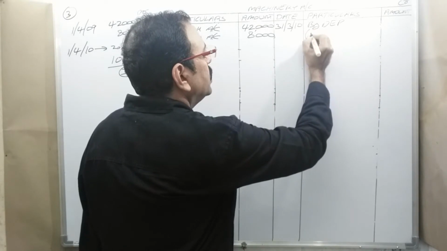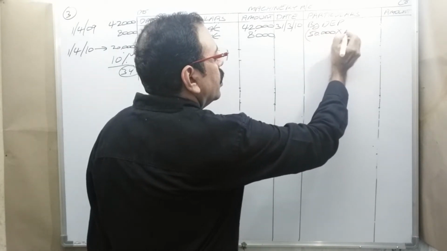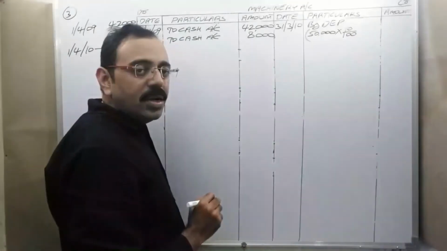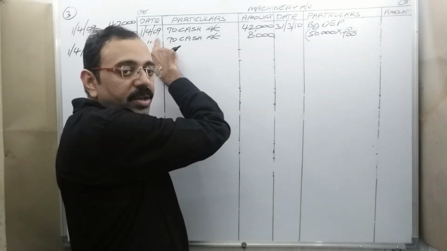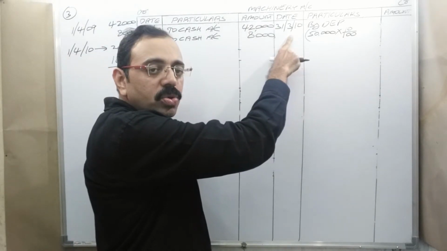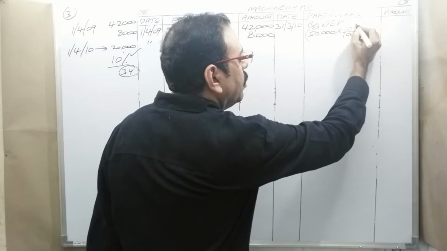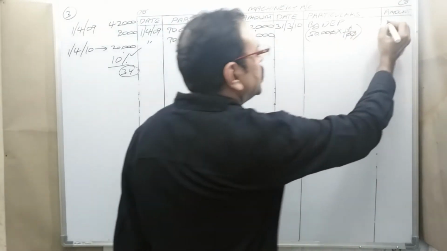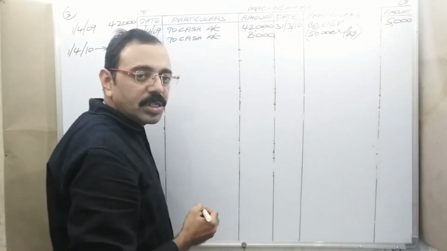Now the cost of the asset is 50,000. Rate of depreciation is 10%. And we bought this asset on 1st April 2009, so from that day to 31st March 2010, the full year we used it. So no need to write any months. For a full year we are calculating the depreciation. Depreciation on the first asset is 5,000 rupees.